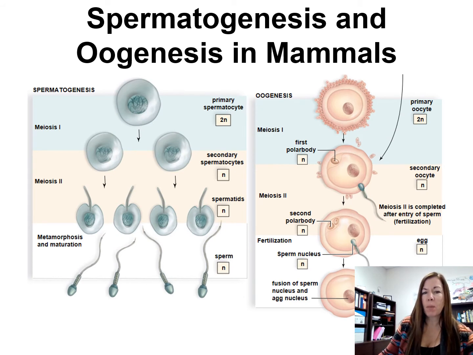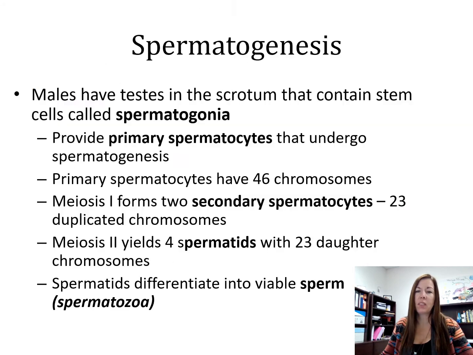This shows you spermatogenesis in males, and of course oogenesis in females. So males actually have testes in a scrotum that contain stem cells called spermatogonia. Those spermatogonia provide primary spermatocytes that undergo spermatogenesis. Those primary spermatocytes have 46 chromosomes, okay?